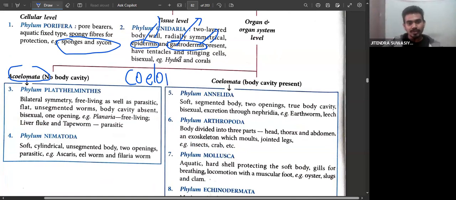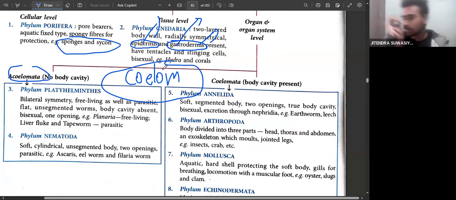If you break the word, then we can get the definition. Something that is coelom. In that coelom, a lot of things are present. If you talk about the lower organisms, their whole organ systems are present in the coelom. Without a coelom, we can say it is a tubular structure. In the coelom, the digestive system, the alimentary canal, all pass through this system. So that is called coelom.